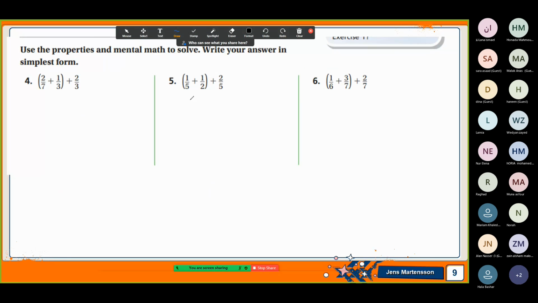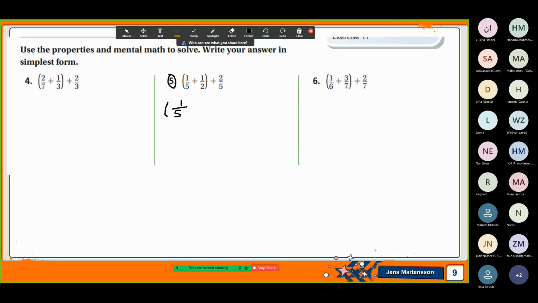Now, number 5. Yes, Lana. Here, 1 over 5 plus 1 over 2 plus 2 over 5. Okay? Which two fractions do you have to add together? The 2 over 7 and 1... No, number 5, number 5. Okay. It's the 1 over 5 and 1 over 2.